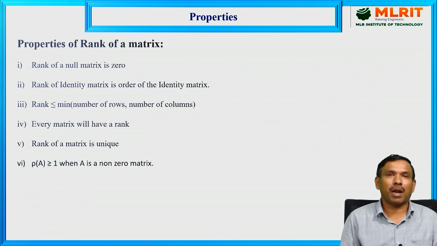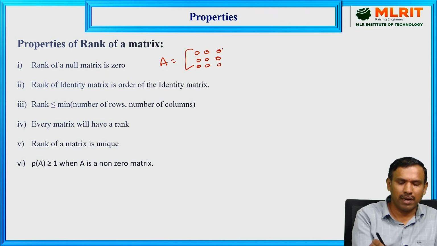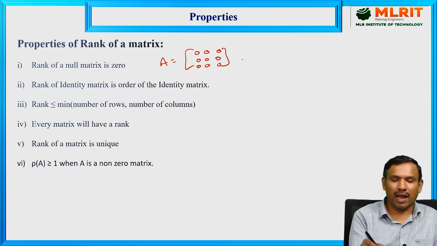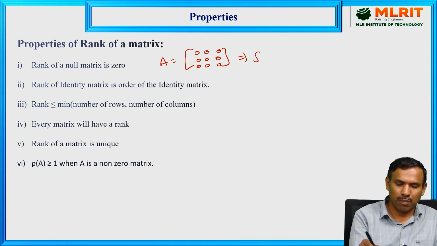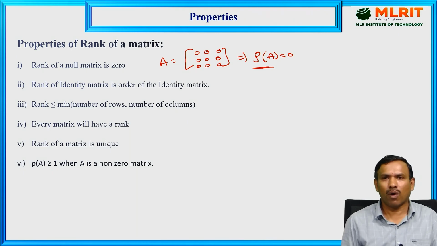See, properties of rank of a matrix. The rank of a null matrix is 0. What do you mean by a null matrix? All the entries are 0 in the matrix. Let us take an example. Suppose a matrix containing 0, 0, 0, 0, 0, 0, 0, 0, 0. It is a null matrix. Definitely the rank of the matrix is 0. The rank of a matrix is denoted by rho of A, rho of A we can write.